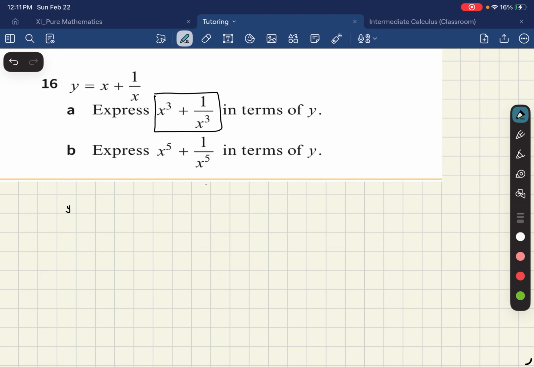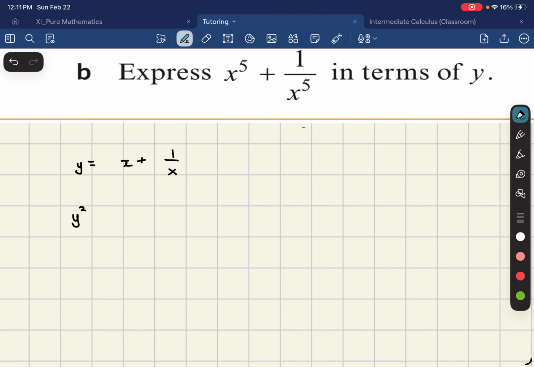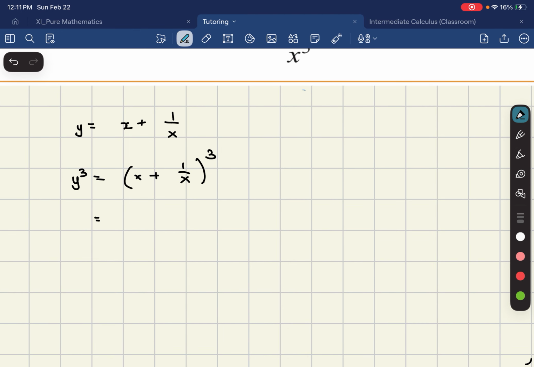So we are given y is equal to x plus 1 over x, and the only way to get this expression would be to cube this expression. So y cubed would be (x plus 1 over x) cubed. And we will use the binomial expansion.